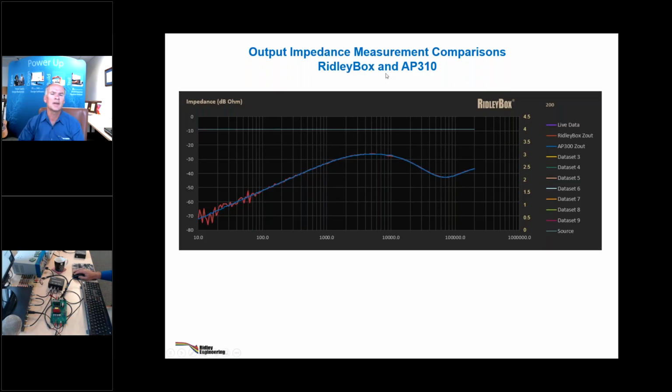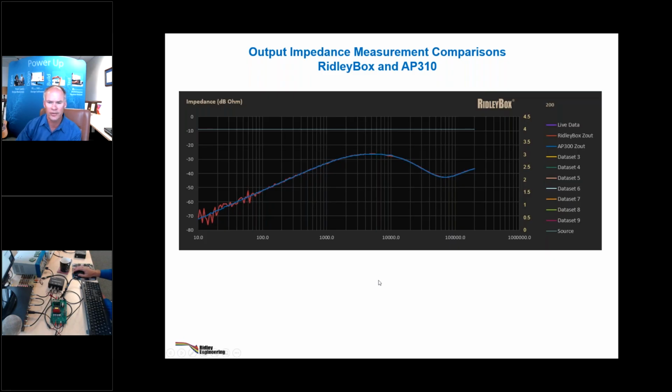So here's the Ridley Box and the AP. Exact same measurements of this. I've got an AP sitting on my bench here ready to go, but it's too many cables to switch if I do that. But now you can see the AP, because it's got a 2 ohm power amplifier in it, just cuts right through this noise in here. Okay, so that's the AP measurement in this case.